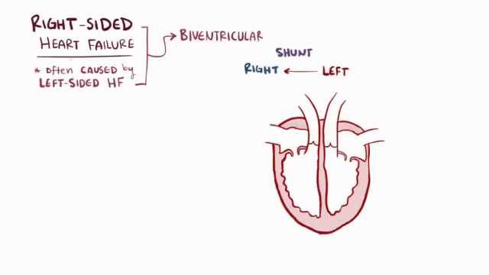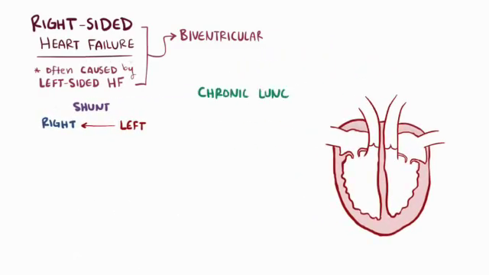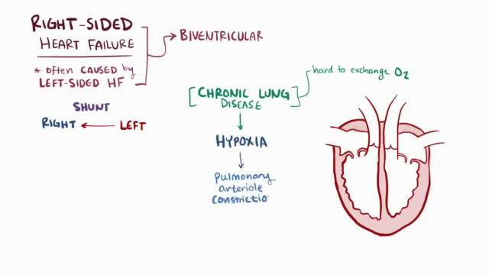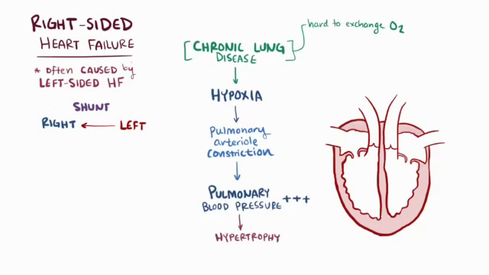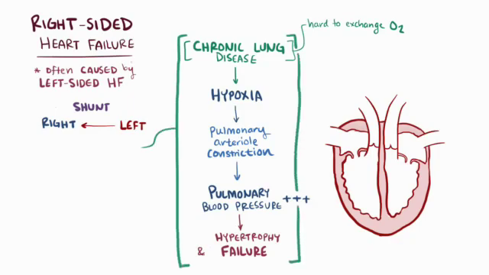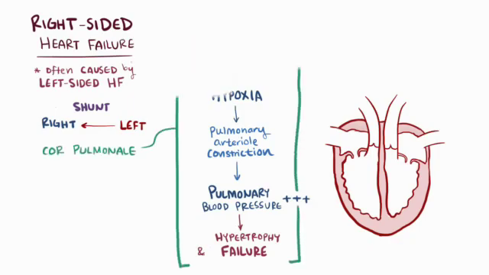Another potential cause of isolated right-sided failure is chronic lung disease. Lung diseases often make it hard to exchange oxygen, right? Well, in response to low oxygen levels, or hypoxia, the pulmonary arterioles constrict, which raises the pulmonary blood pressure. This, just like before, makes it harder for the right side of the heart to pump against, and can lead to right-sided hypertrophy and heart failure. When chronic lung disease leads to right-sided hypertrophy and failure, it's known as cor pulmonale.